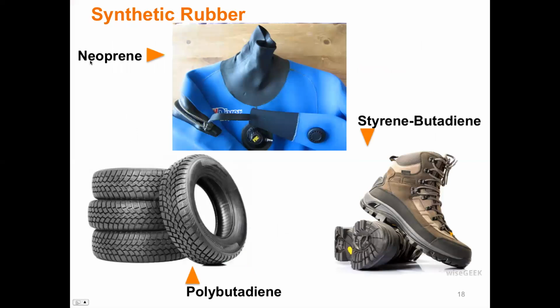Now, what kind of things do we have? Neoprene, of course, wetsuits. Styrene-butadiene, right here, you've got them in the hiking boots. And polybutadiene, they use that for tires, instead of having to take natural rubber and vulcanizing it. So there you go.